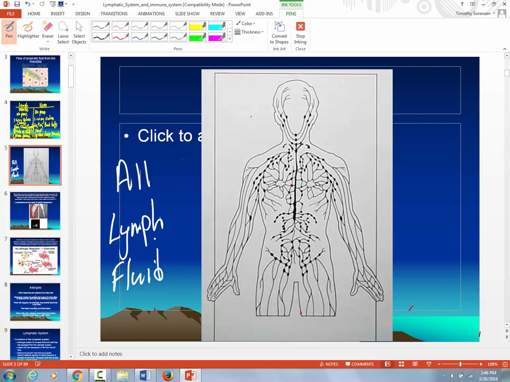Are you with me? Where can bad things enter your body? Your mouth, nose. At the openings of your body, right? What's your biggest opening? Mouth. Right. That's why you got tonsils. Tonsils are lymphatic tissue. Say yeah.